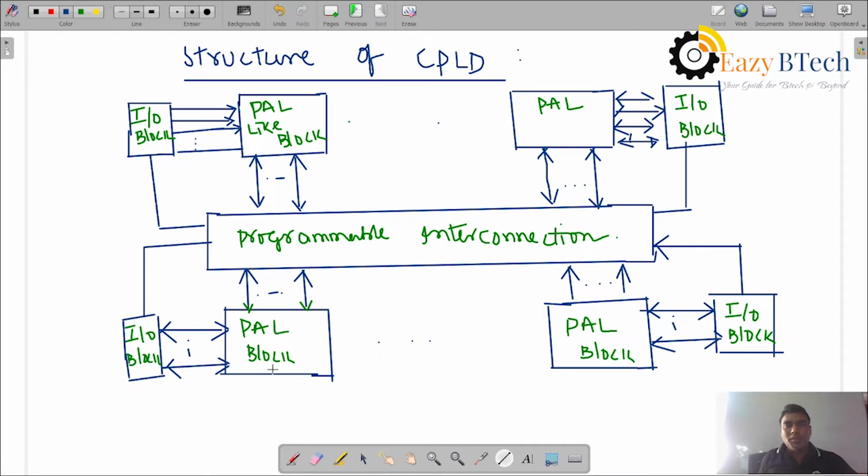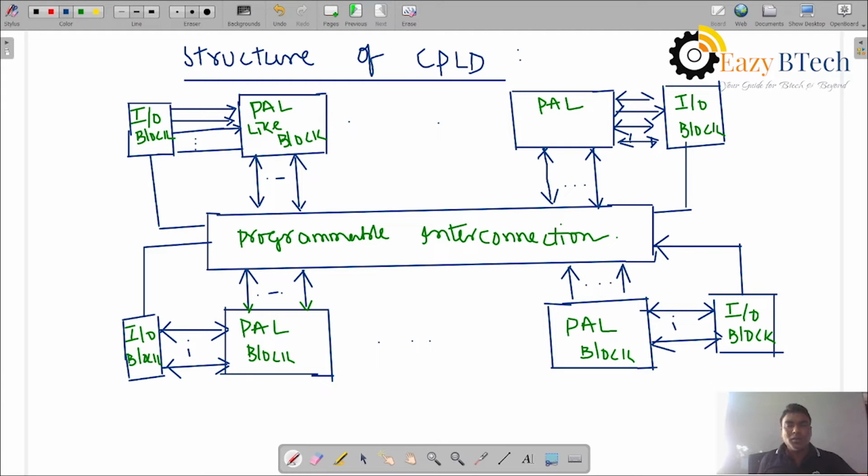Inside of the PAL block, the AND gate is programmable, the OR gate is external, and some macro cells are also used. The input blocks are connected according to the program: the data will be connected to the PAL-like blocks and interconnections. After one block is completed, it will go to the next level PAL blocks by using these interconnections.